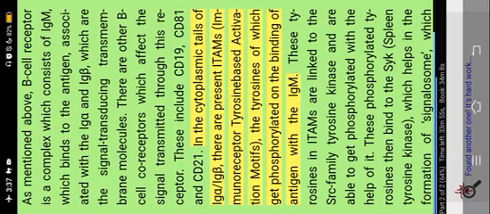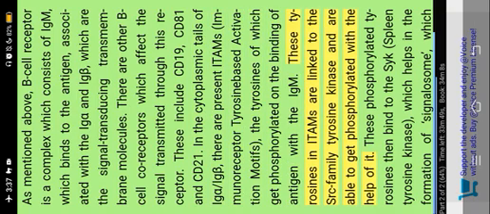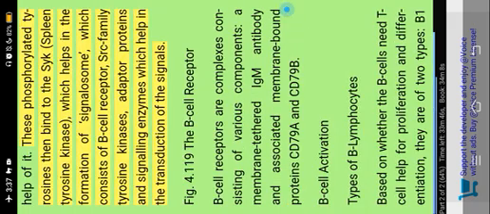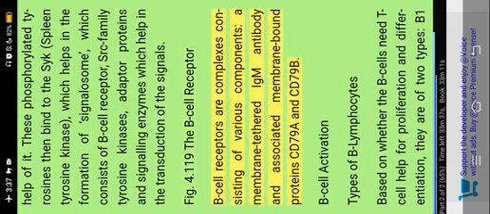In the cytoplasmic tails of Ig alpha and Ig beta, there are ITAMs, immunoreceptor tyrosine-based activation motifs, the tyrosines of which get phosphorylated on the binding of antigen with the IgM. These tyrosines in ITAMs are linked to the SRC family tyrosine kinase and are able to get phosphorylated with the help of it. These phosphorylated tyrosines then bind to the SYK, spleen tyrosine kinase, which helps in the formation of the signalosome, which consists of the B cell receptor, SRC family tyrosine kinases, adapter proteins and signaling enzymes which help in the transduction of the signals.